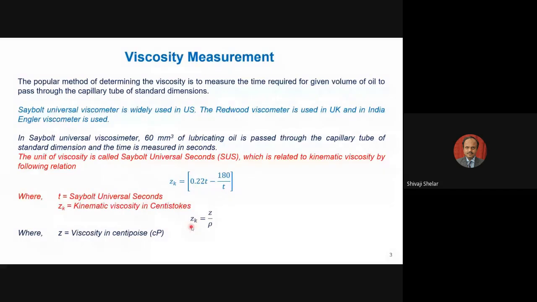Then you can write a relation between kinematic viscosity and dynamic viscosity. The kinematic viscosity value is in centistokes, and this will be the dynamic viscosity in centipoise, and rho is the density, in gram per centimeter cube. This value will be used here in gram per centimeter cube. From this relation, you can get the viscosity in centipoise. Later, as per the previous slide, you can convert this value in terms of Newton second per meter square or millipascal second. In that form, you can convert and use it.